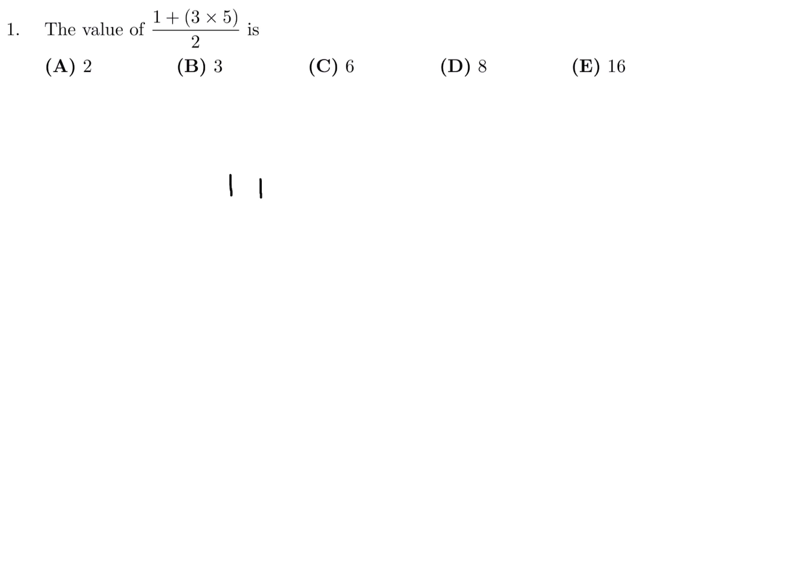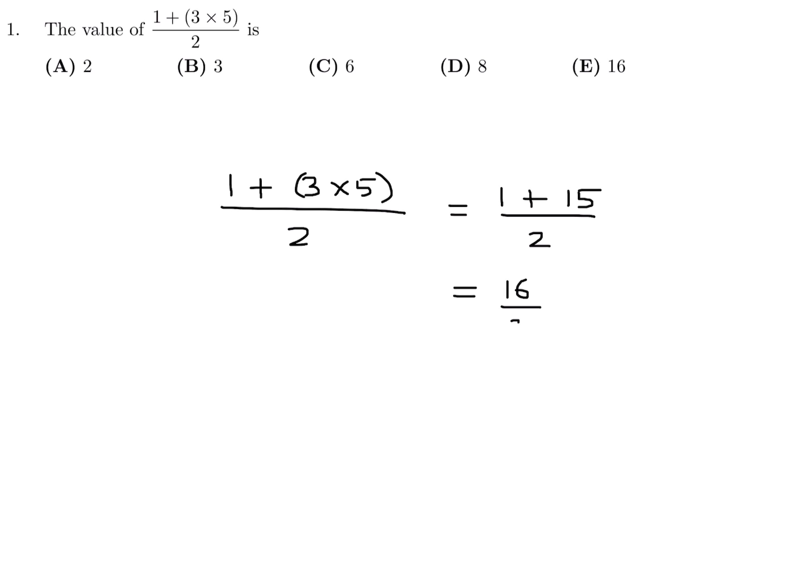The value of (1 + 3 × 5) / 2. Well, they're testing order of operations in this question, so obviously do the brackets first. So 3 times 5 is 15, so 1 plus 15 is 16, and then divide by 2, and that would be 8. So number 1, the answer is D.